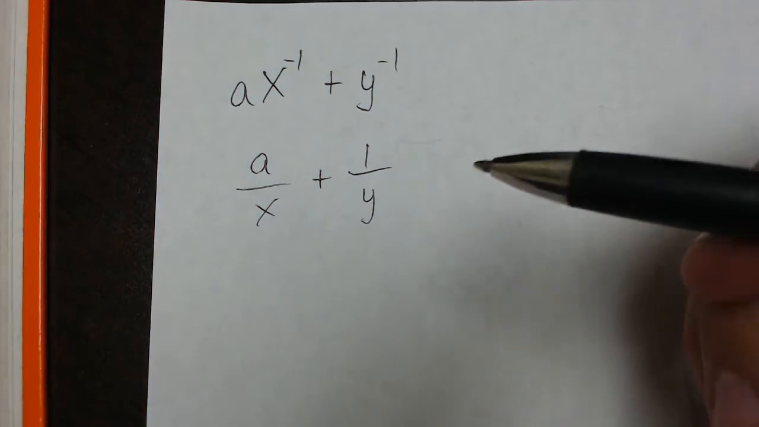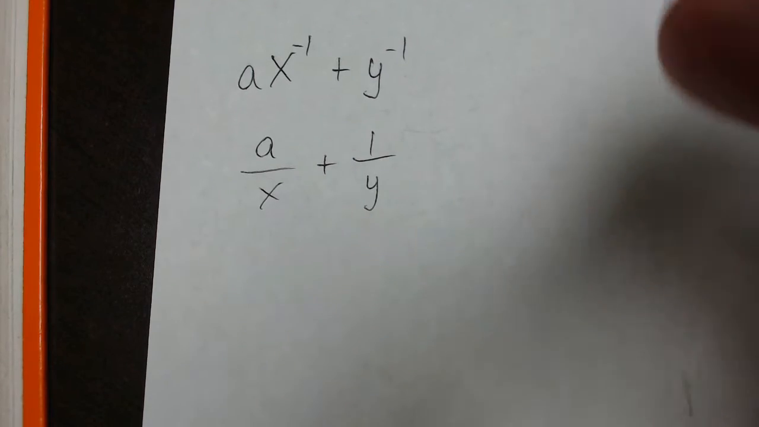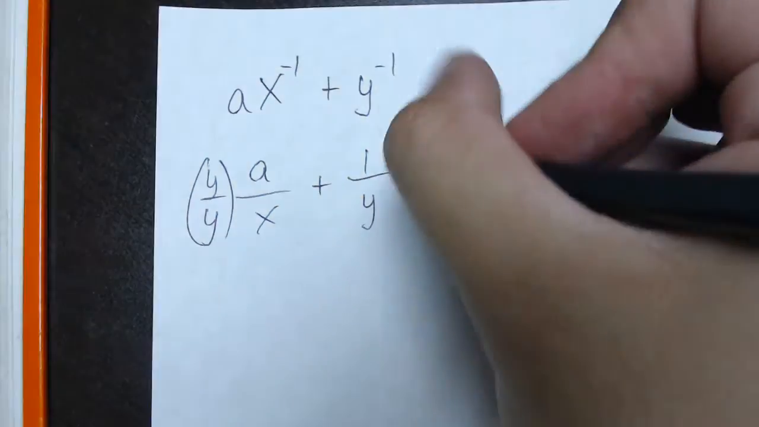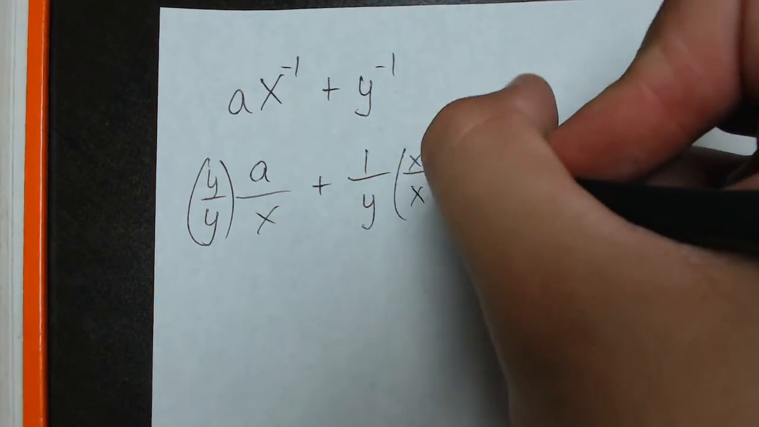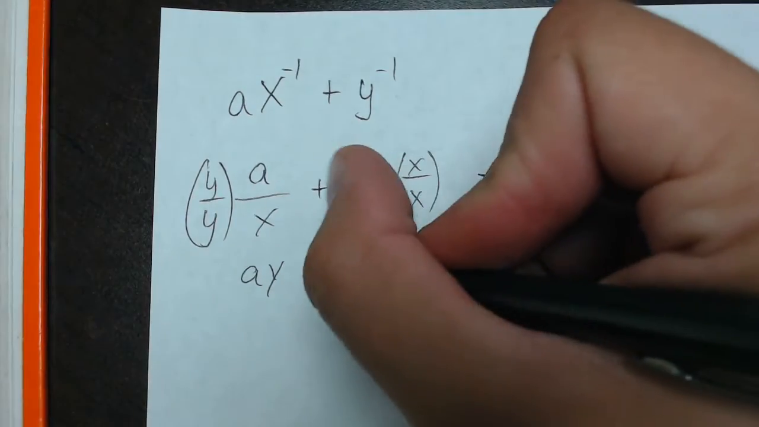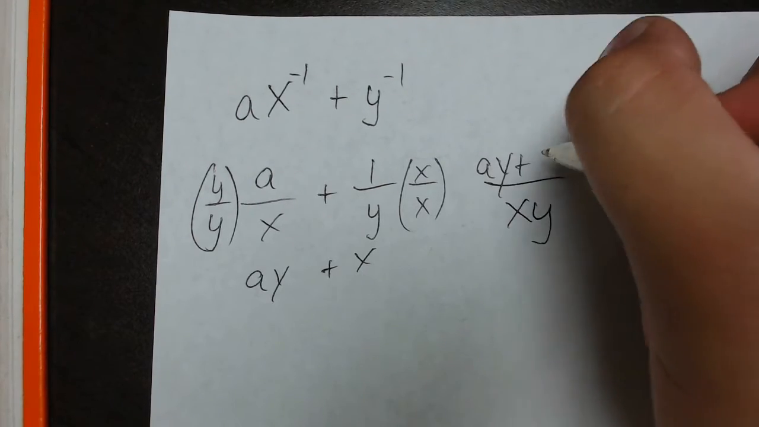Now we have a rational expression, and we have to follow our rules of adding fractions. So here the common denominator is going to be xy. This one will multiply by y over y. This one will multiply by x over x. This new numerator becomes ay. This numerator becomes x. And then I just write that over our denominator.